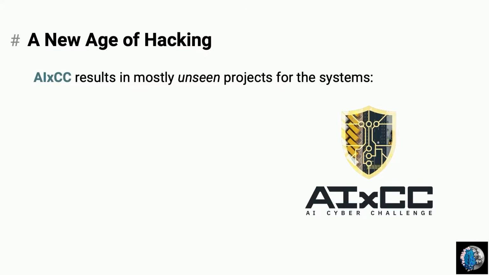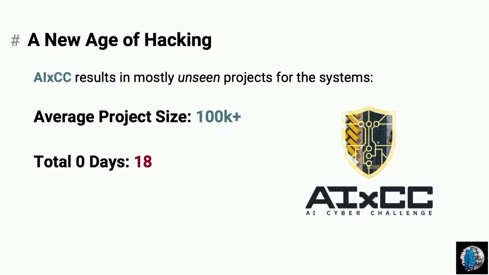So of those systems, almost every single system took in a project that was more than 100,000 lines of code on average. These were massive open source projects that were being crunched on and finding things on. And then these cyber reasoning systems found around 18 0 days across all of them. I don't want to sleep on this number.